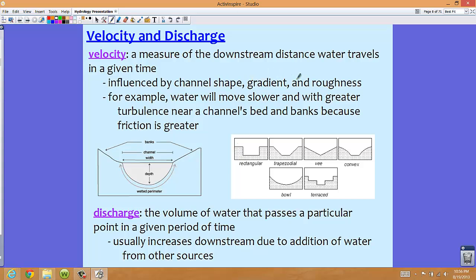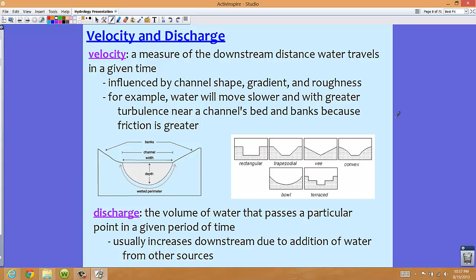The gradient is basically based on gravity. So how steep is that particular channel? If it's really steep, we're going to have a greater velocity. If it's not really steep at all, it might go pretty slow. And the roughness. Basically, along the bottom of these beds, how rough is it? Are there a lot of rocks? Is it fairly smooth? That will also determine its velocity.